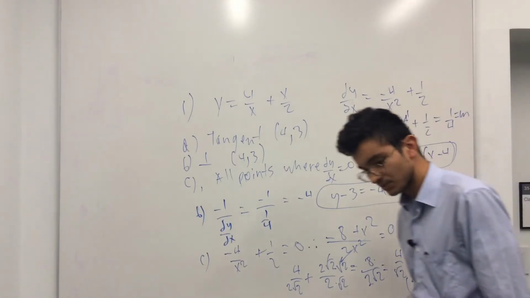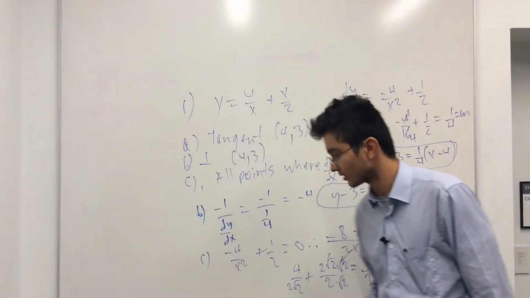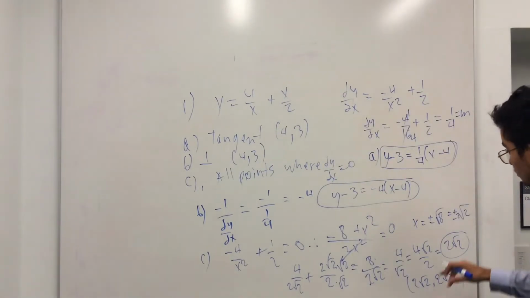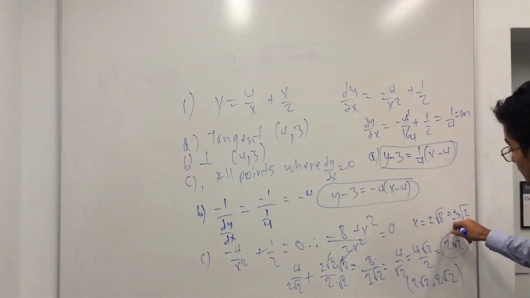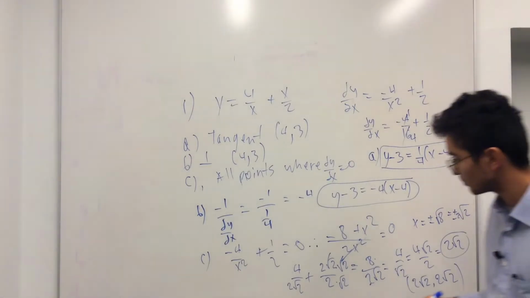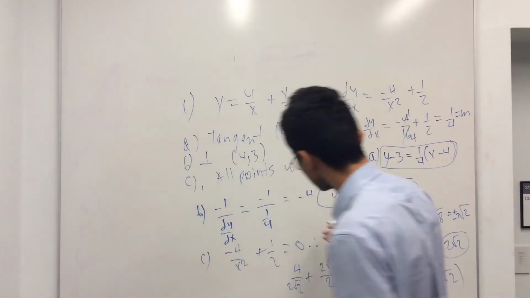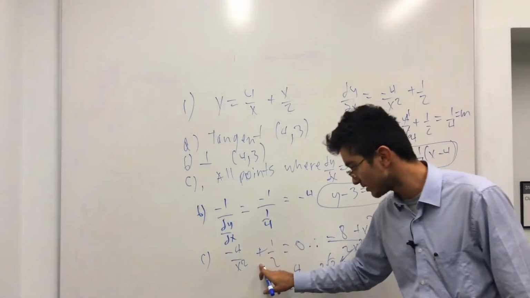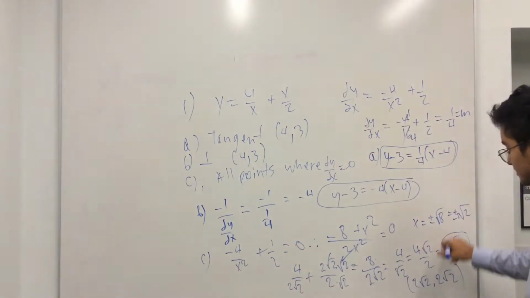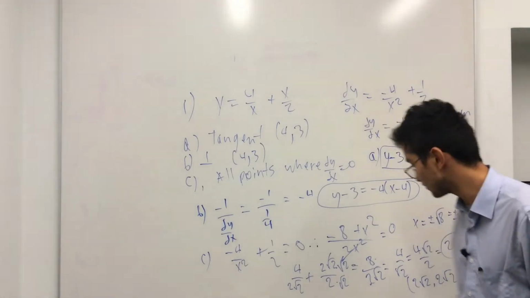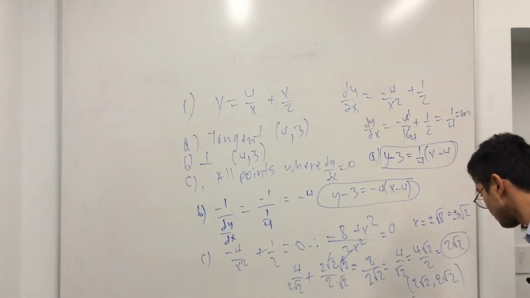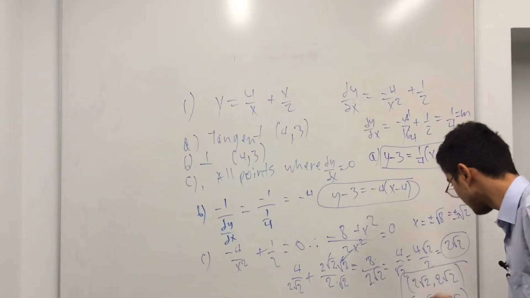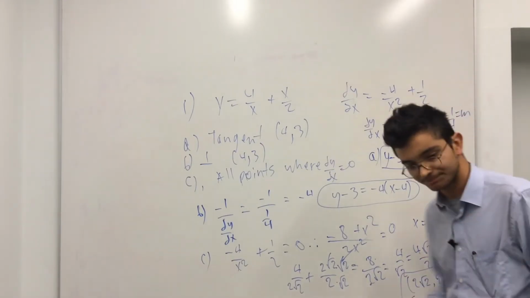Quite a repetitive result, but it's interesting. Now we find the y value for negative 2 root 2. Essentially it's the same thing, you just switch the negatives. You change the sign, and what you get is negative 2 root 2. So the point will be negative 2 root 2, negative 2 root 2. So the derivative is equal to 0 at these 2 points.